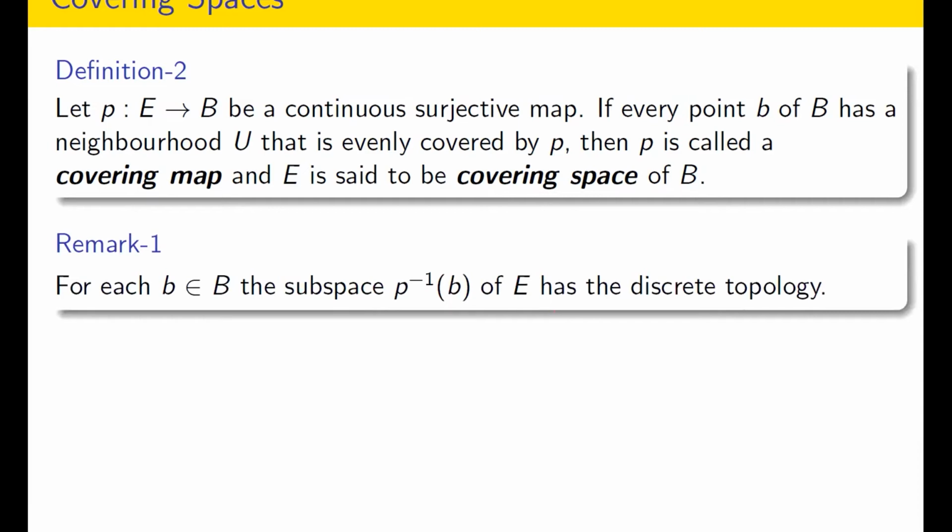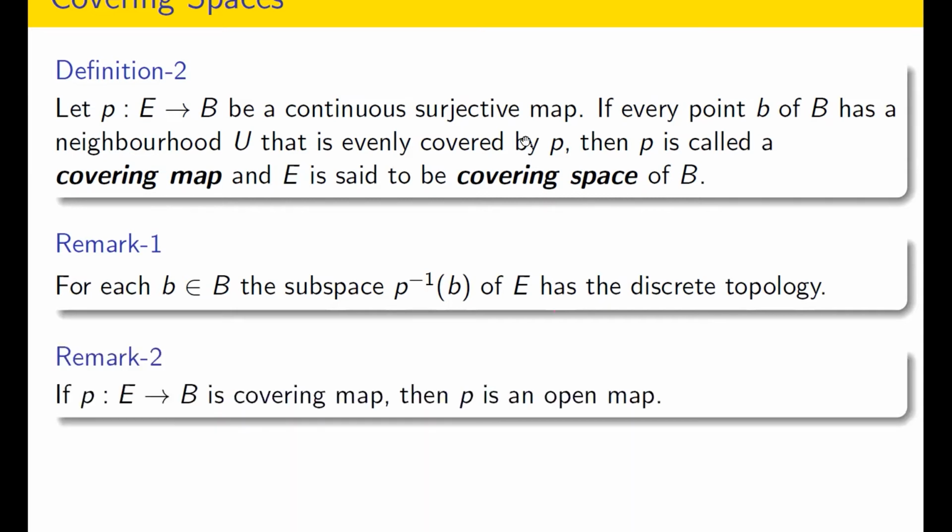Now there is a remark. For each b in B, the subspace P inverse of b of E has the discrete topology. I mean, under the subspace topology, the topology will be discrete. Remark 2: if P from E to B is a covering map, then P is an open map, that is, P will take open sets to open sets. These are just remarks. You can try to prove them. We won't use them in our proof. This is an extra condition that a covering map satisfies.